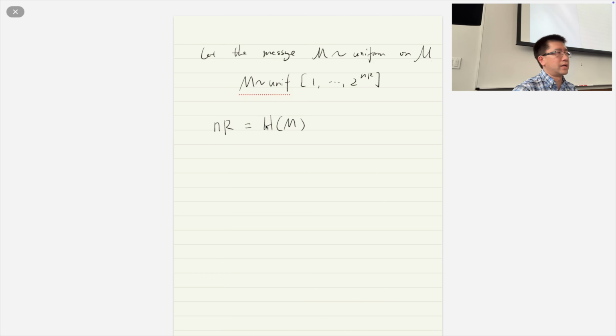Otherwise, this guy will be bigger than the entropy of M, but we need a less than or equal to. We need an upper bound. That's why we need to assume they are uniformly distributed. Does that make sense?